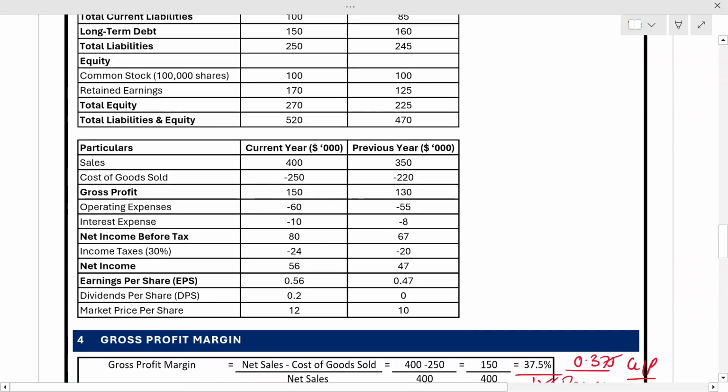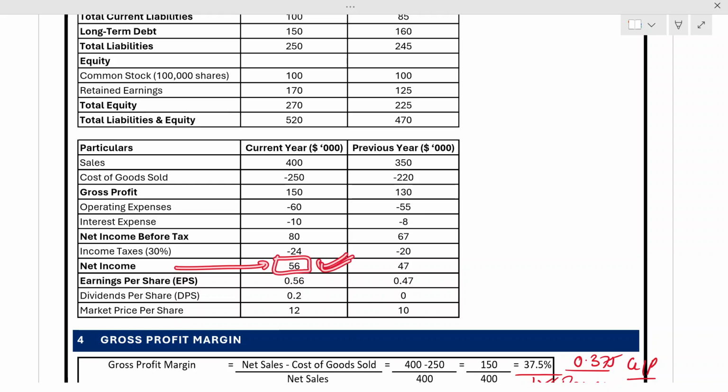So within the P&L, we know our sales is there and our cost of goods is 250. So based on that, we got a net profit of 150. Then there is an operating expense and interest expense, which gives us the net income before taxes of $80. And then we have taxes of $24, which gives us the net income of $56.